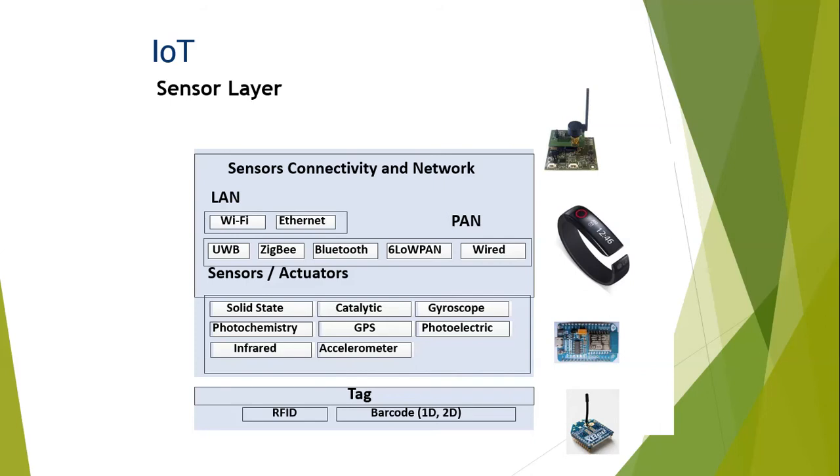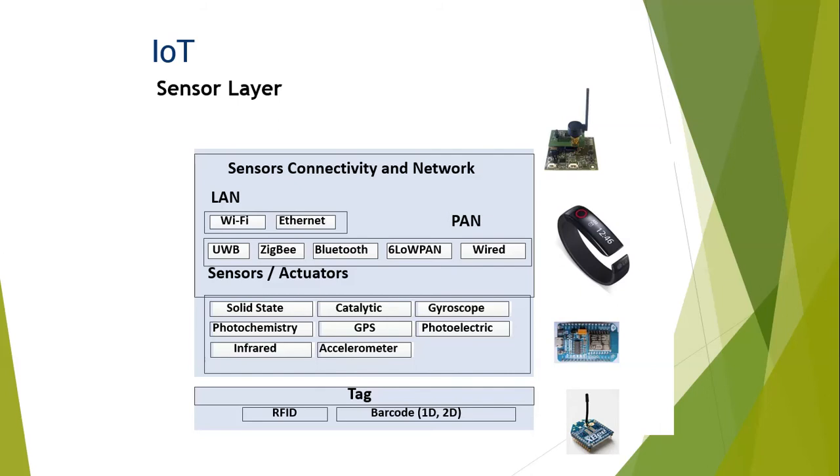If you look at the sensor layer, this provides the sensor connectivity and the networking. At the bottom, it starts with the tags, which include RFID and barcode. Then on top of it are the sensors and actuators. This is the part that has solid state, catalytic, gyroscope, photoelectric, GPS, photochemistry, infrared, accelerometer, and different types of devices.